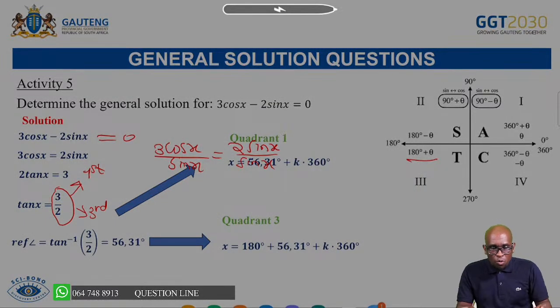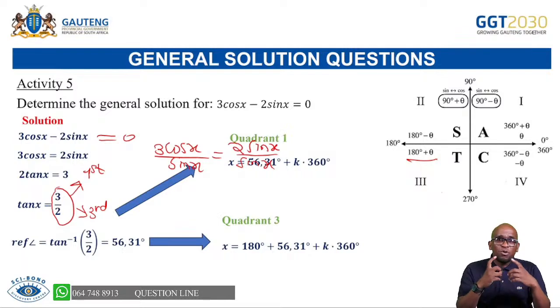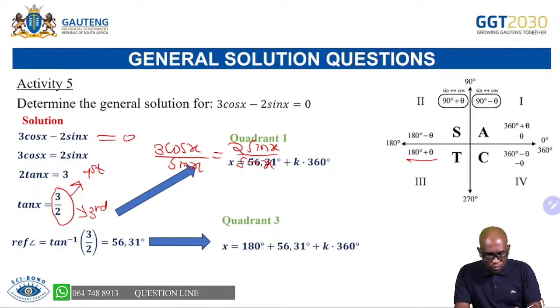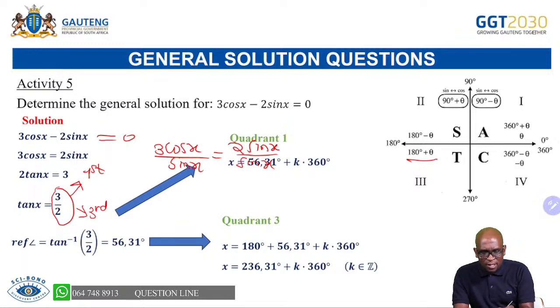Right, so we just indicated that we are locating the quadrants. In the first quadrant, we have 56.31 plus K360. In the third quadrant, we have 180 degrees plus the reference angle plus K360. So we are going to add the two, and then from there we get our general solution. Right, let's go through that. We get that this is 236.31 plus K360.